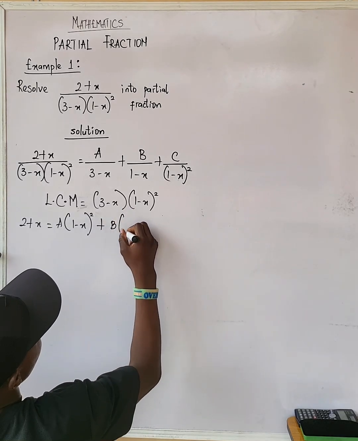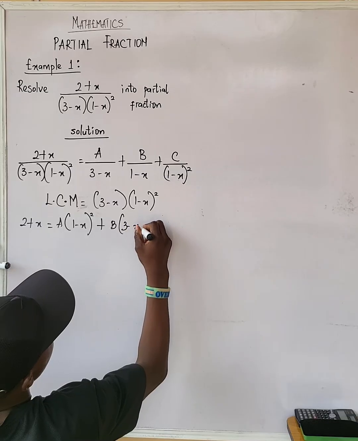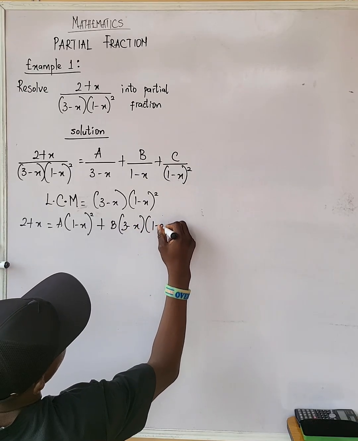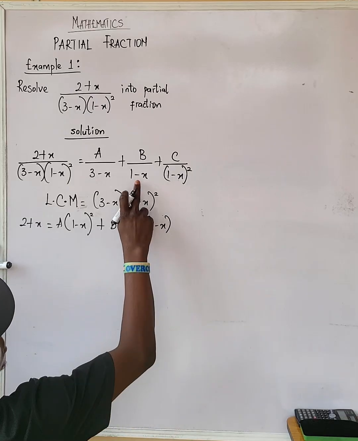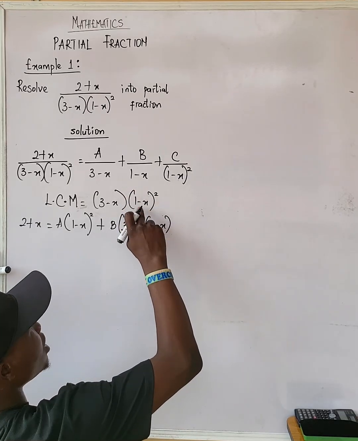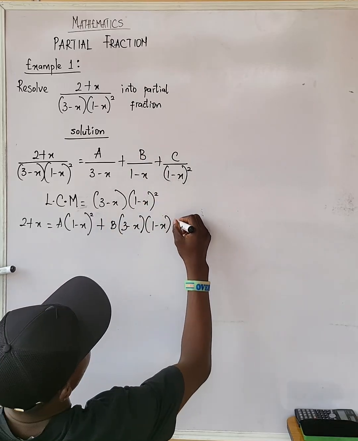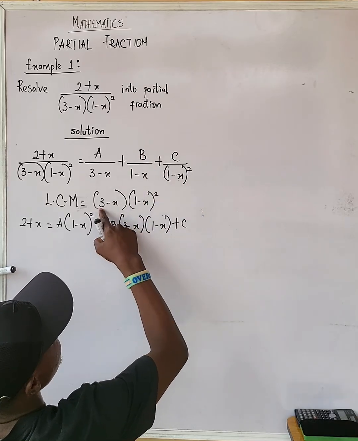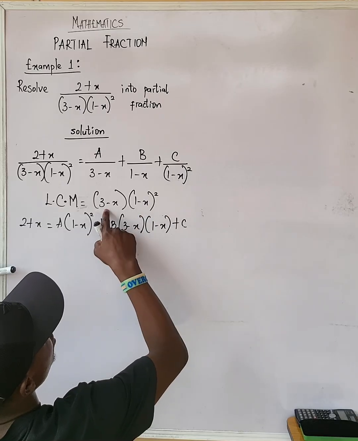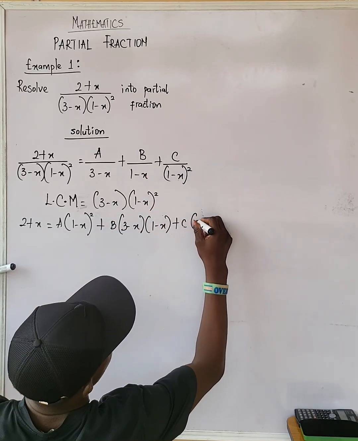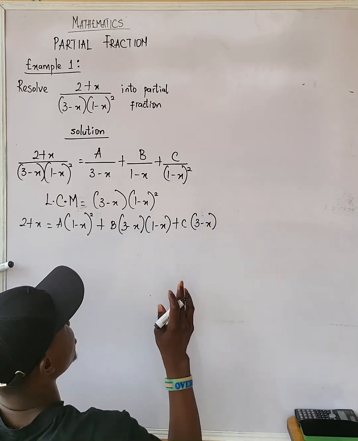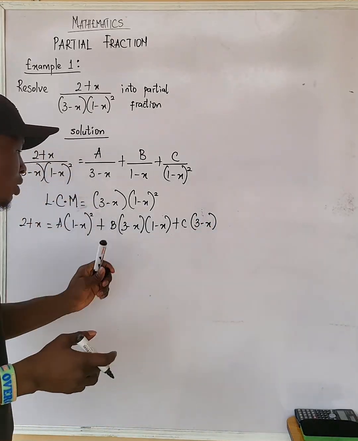B into bracket 3 minus x. Then what do we have? 1 minus x. It remains 1. This has cancelled 1 from here. It remains 1 and this multiplied by b. Then plus c. So this in this LCM will cancel this, right? It will remain 3 minus x. That's c into bracket 3 minus x. So after you've done this successfully again, you're on the right track.